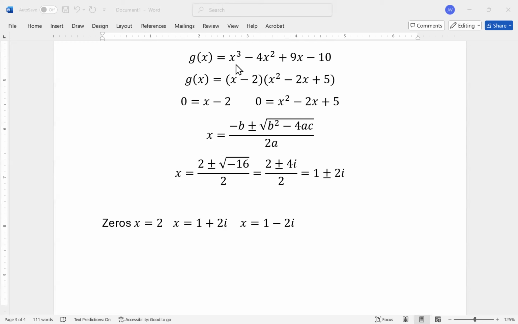So this cubic polynomial function had 3 zeros, 2 of which are complex numbers. The real number would be associated with an x-intercept. So this function, when you graph it, would have one x-intercept, but it has 3 zeros, 2 of which are complex.